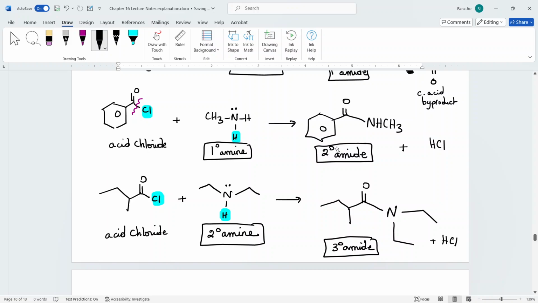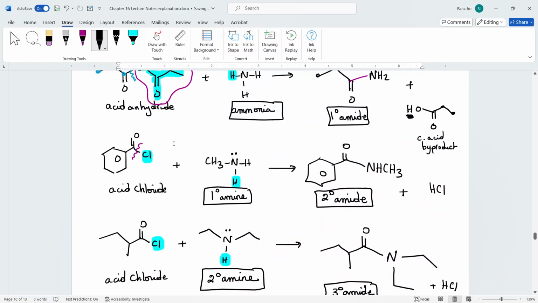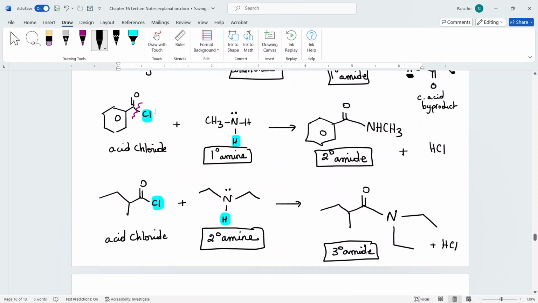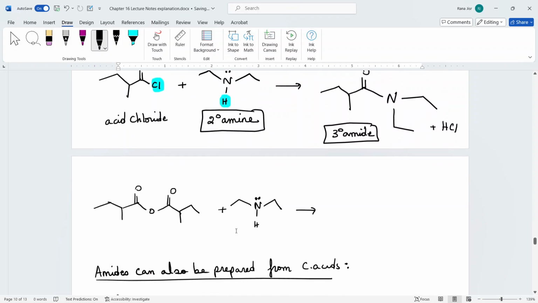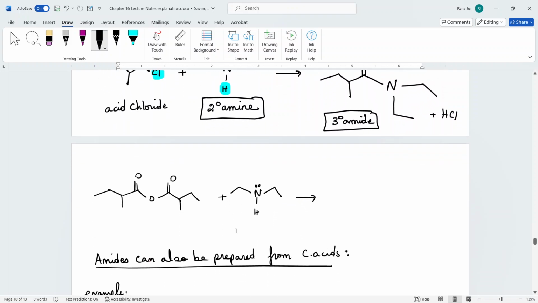I have my secondary amide formed whenever I react a primary amine with the acid chloride, and I have a primary amide formed whenever I'm starting with ammonia and acid chloride or anhydride. So it doesn't matter the derivative of the carboxylic acid. As we said, what matters is the type of amine that you are working with. So let's have another example here.